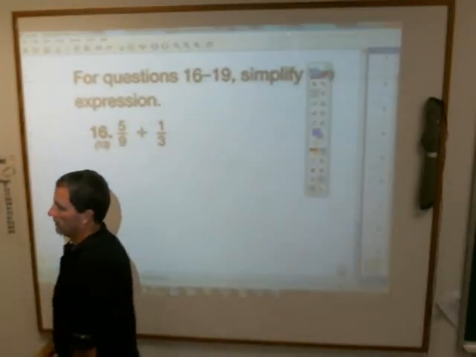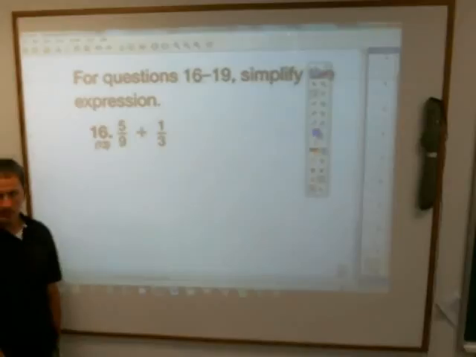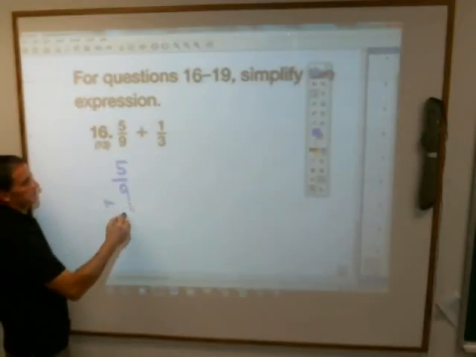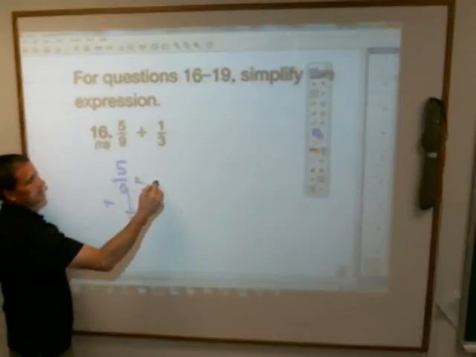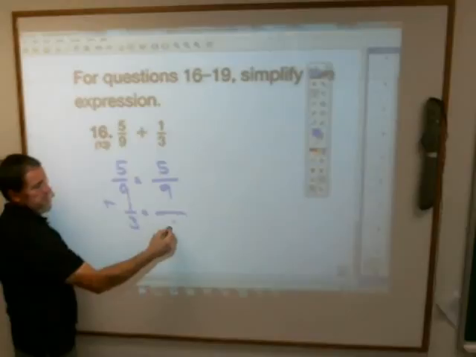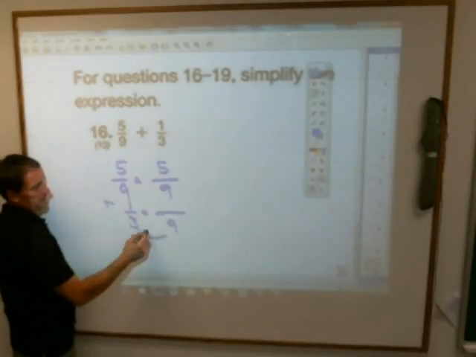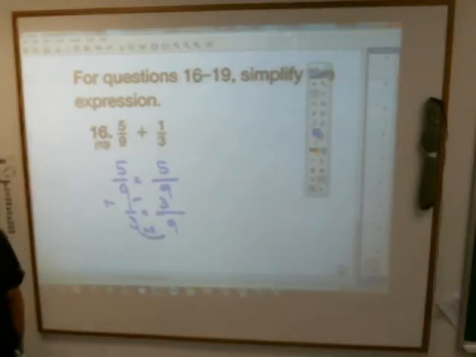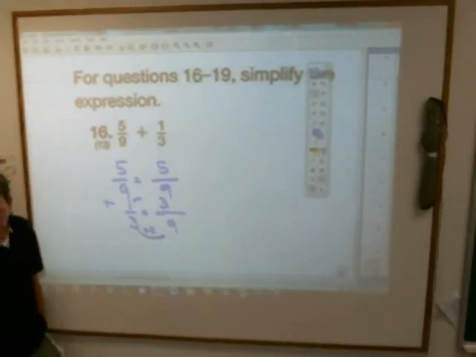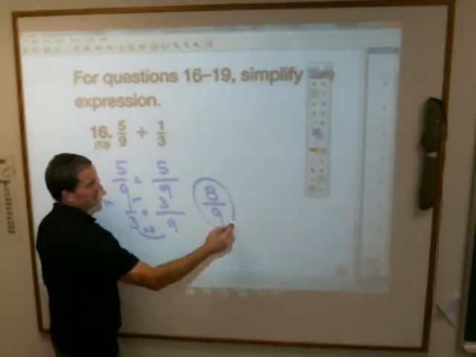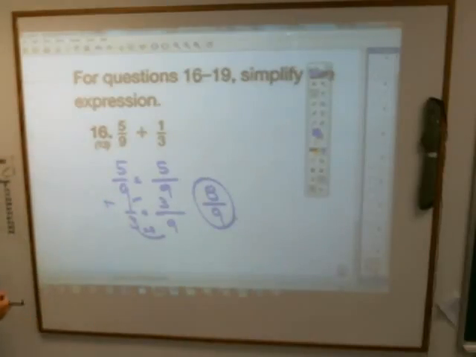Adding fractions, did you write it up and down, sir? Did you change the common denominator, sir? Yes. What's the common denominator? 9. This one stays 5/9. This one changes to how many ninths? 3 times 3, 1 times 3 is 3. It should be 5/9 plus 3/9, I believe. Is it not? And you got? And I get 8/9. So it's good to review, kids. Don't you worry.